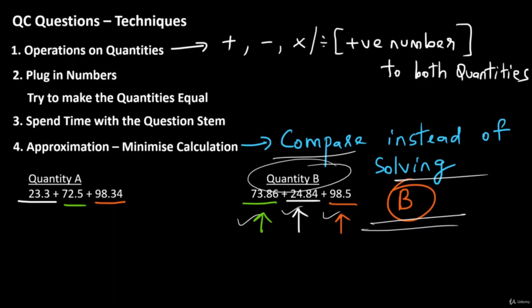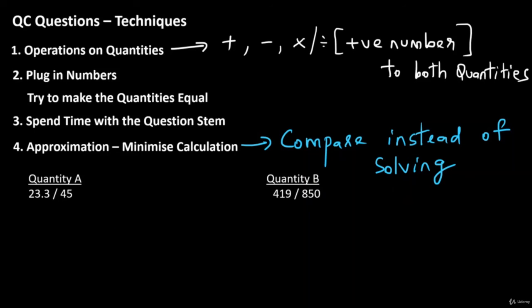Let's do one more question. Quantity A is 23.3 by 45 and quantity B is 419 by 850. Alright, now over here, 23.3 by 46. What can you observe?